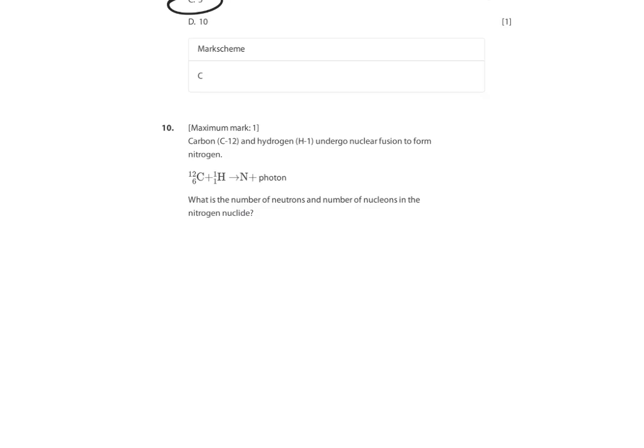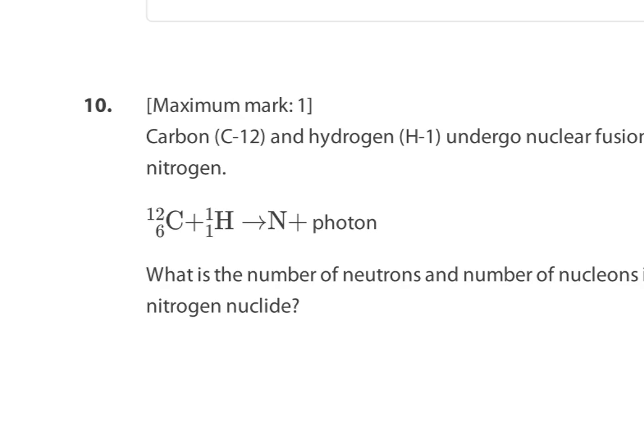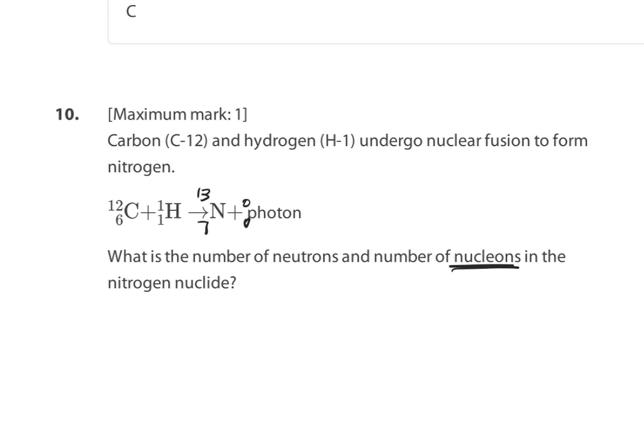And now we have number 10. Carbon and hydrogen undergo nuclear fusion to form nitrogen and a photon. What is the number of neutrons and nucleons in the nitrogen nuclide? This is a pretty basic question. Because the photon has no charge, there's no nucleon count for the photon. In terms of nucleons, we have 12 for carbon and 1 for hydrogen, giving 13 for nitrogen. In terms of protons, we have 6 and 1, making 7, which is what makes it nitrogen. And so the number of nucleons is 13, and the number of neutrons is 7.